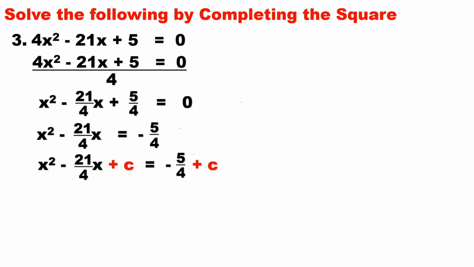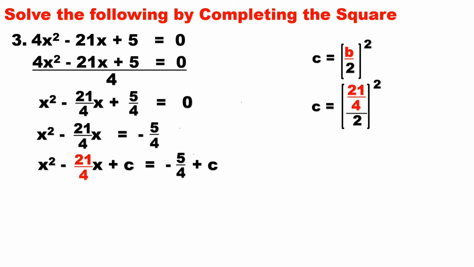Next, do the completing the square on the left side by solving its constant. Again, the formula to solve for the constant is half of b squared. The value of b is 21 over 4 divided by 2. To divide fractions, copy the numerator which is 21 over 4. From division, proceed to multiplication. Get the reciprocal of 2 which is 1/2.